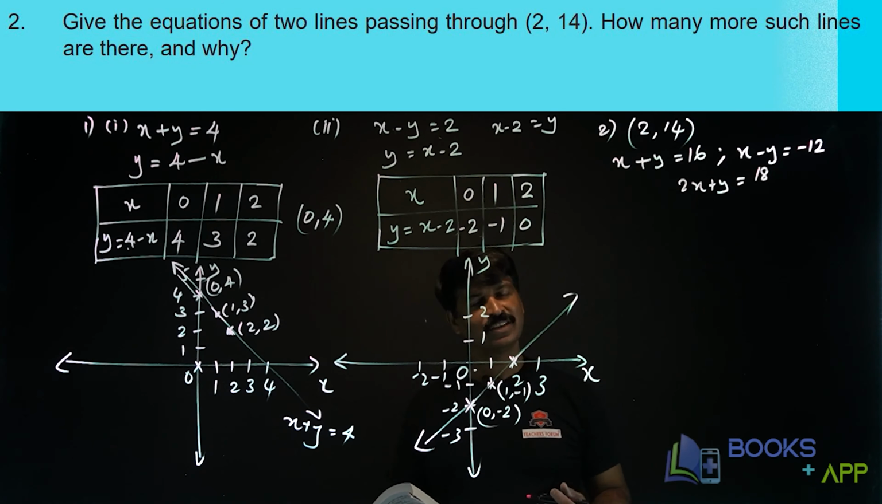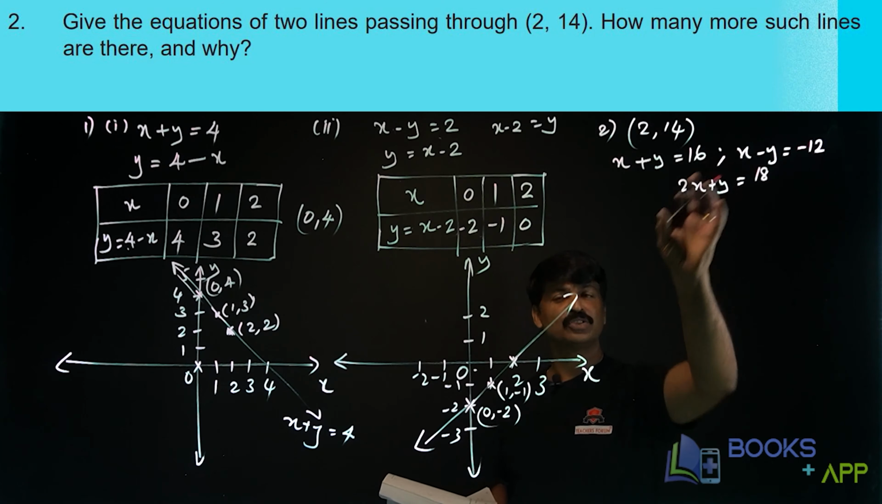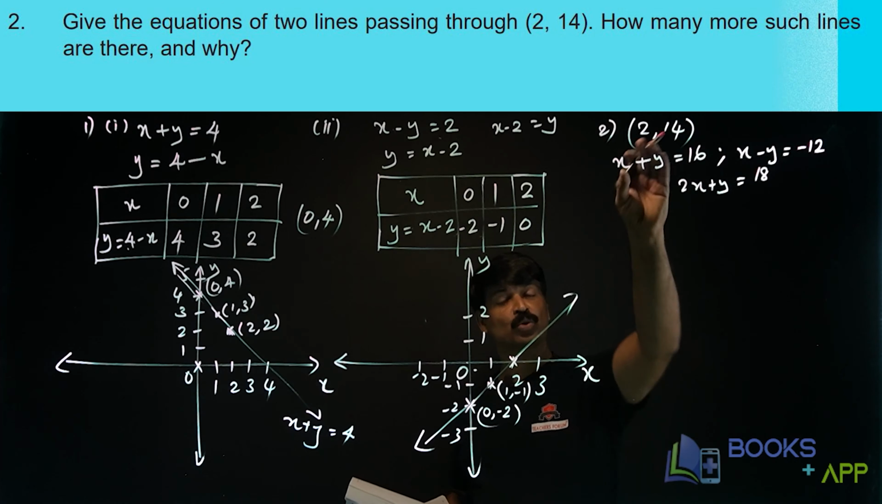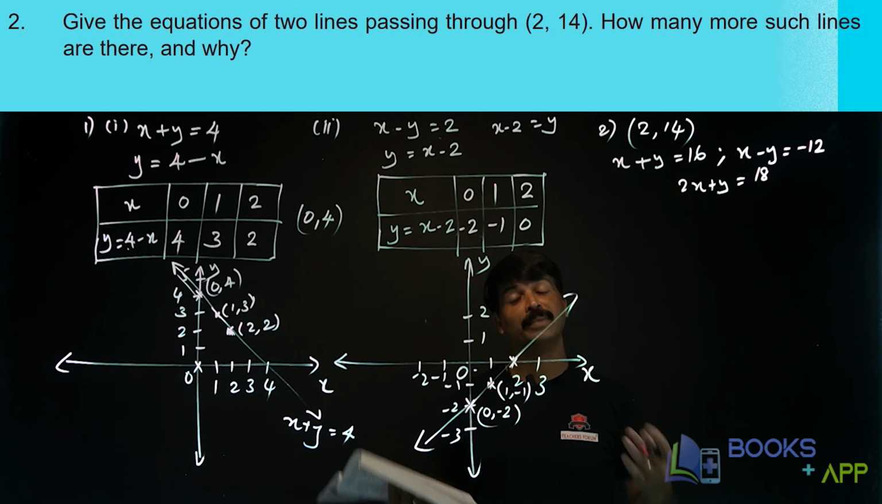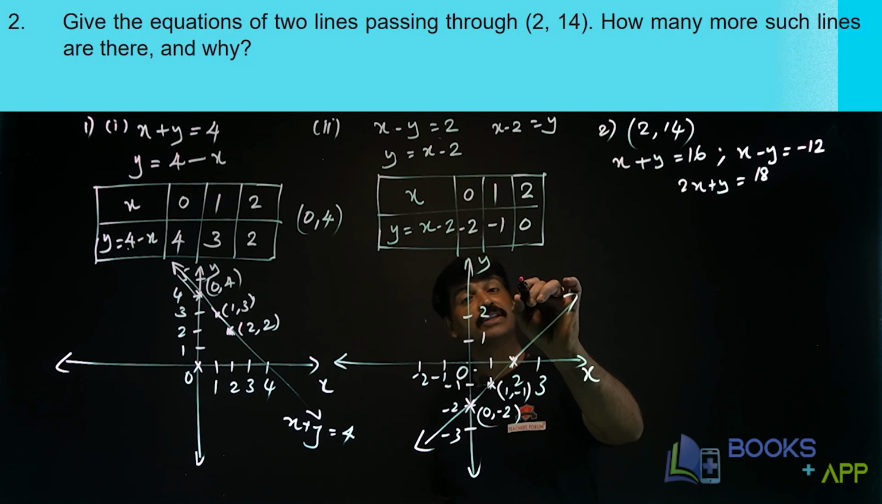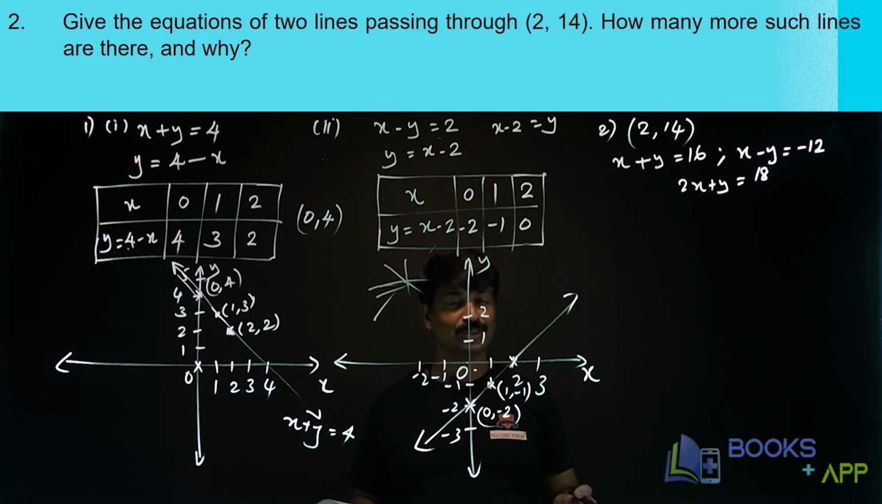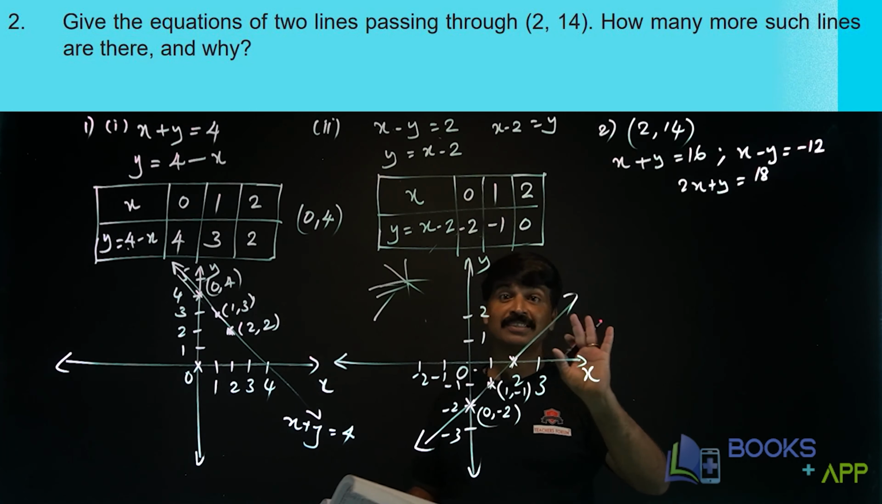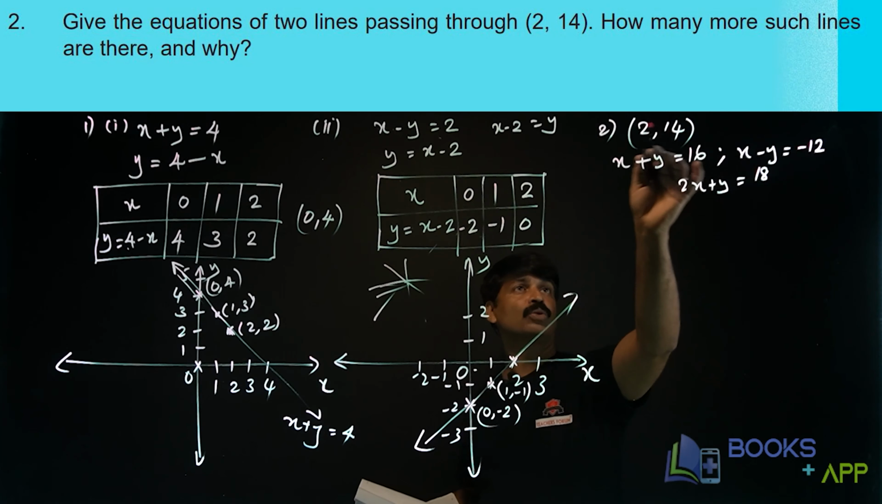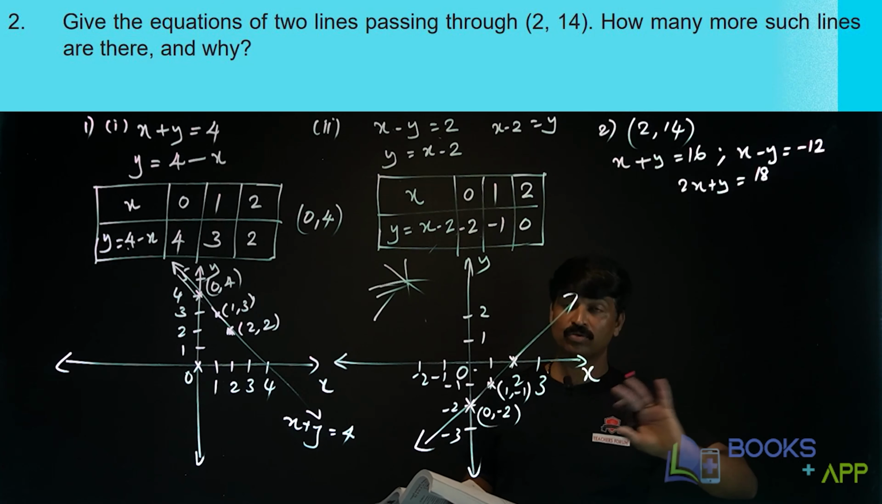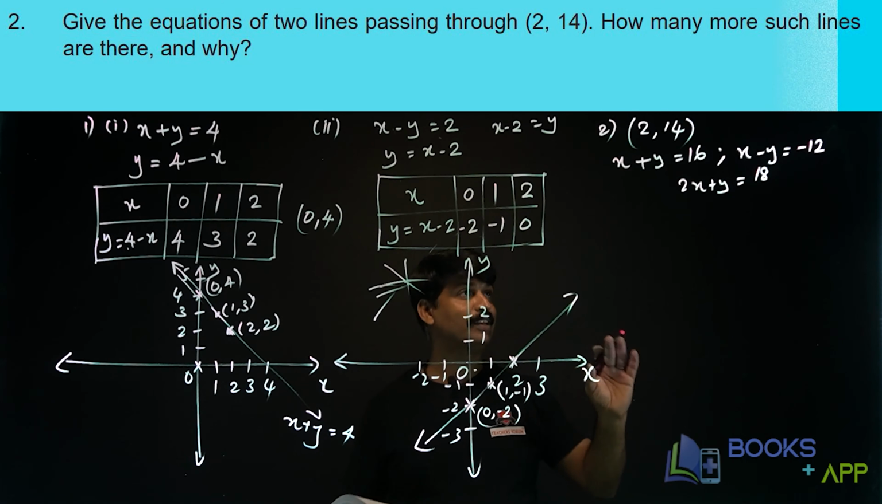It is another equation. So how many equations can you write for a line that passes through a point? Infinitely many. Why? Because through a particular point you can draw infinitely many lines, isn't it? So all these lines represent some equations, that's all. Through a particular point you can draw infinitely many lines.